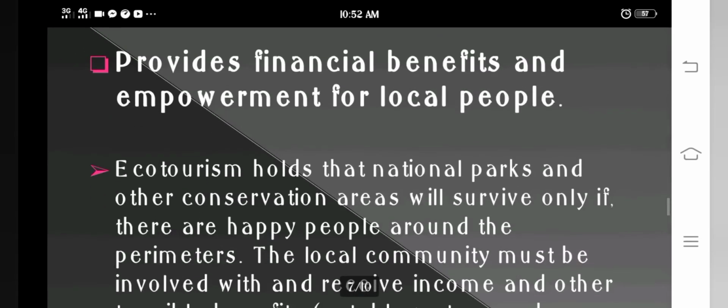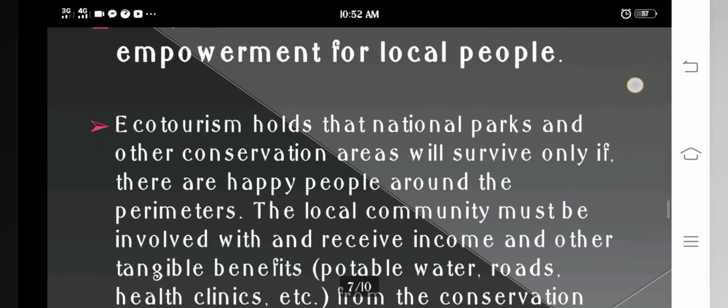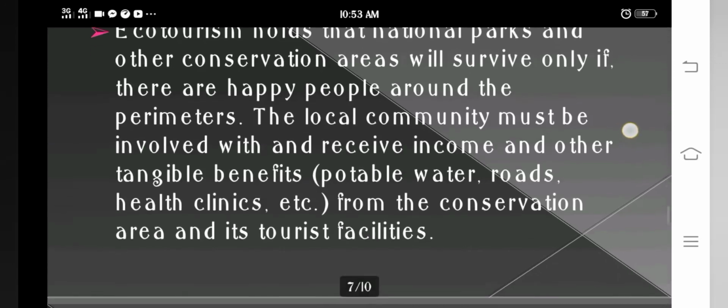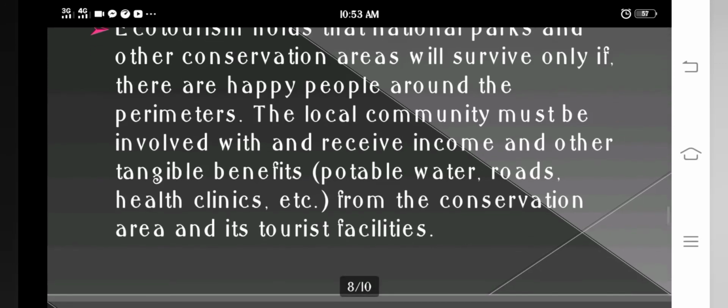Second is to provide financial benefits and empowerment for the local community. Ecotourism holds that national parks and other conservation areas will survive only if there are happy people around the perimeters. The local community must be involved with and receive income and other tangible benefits, such as potable water, roads, health clinics, etc., from the conservation area and its tourist facilities.